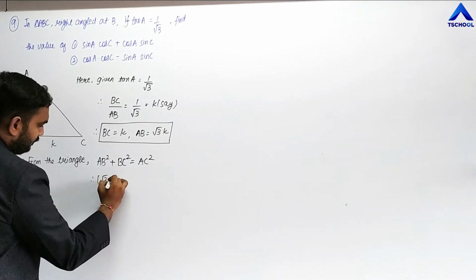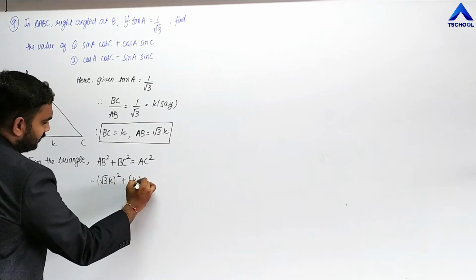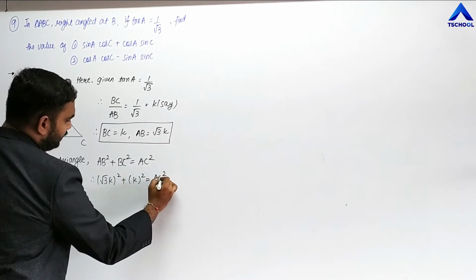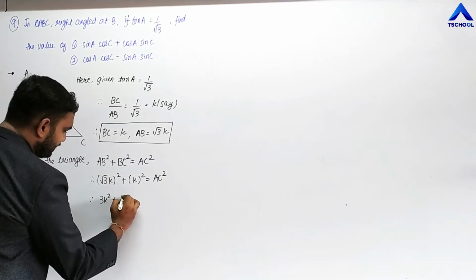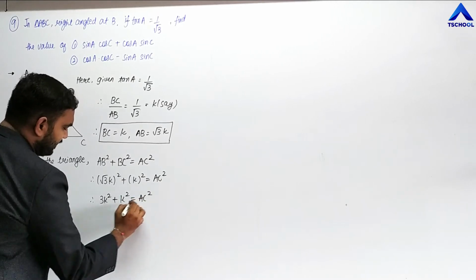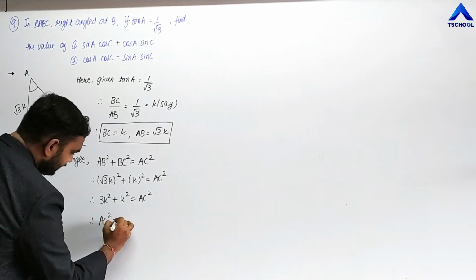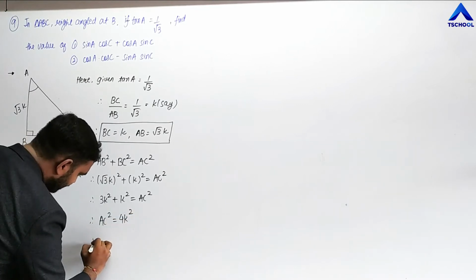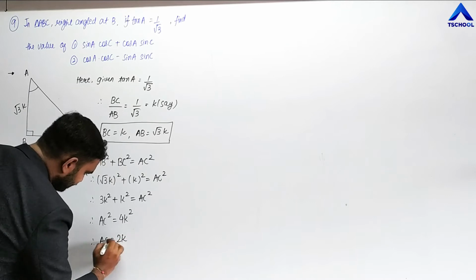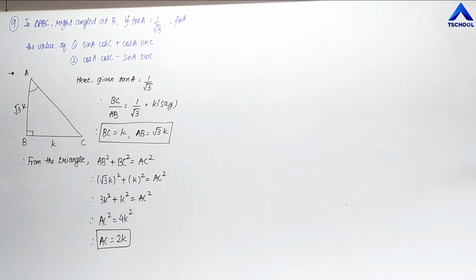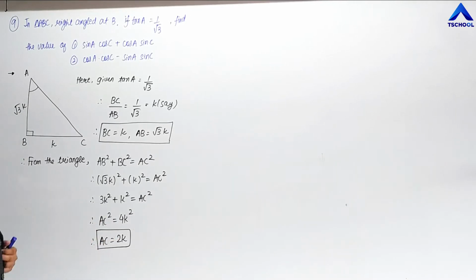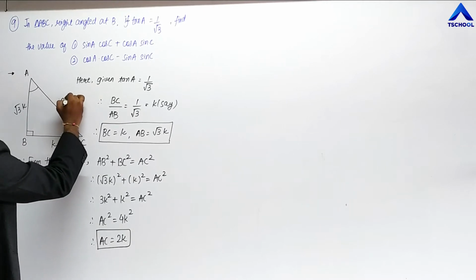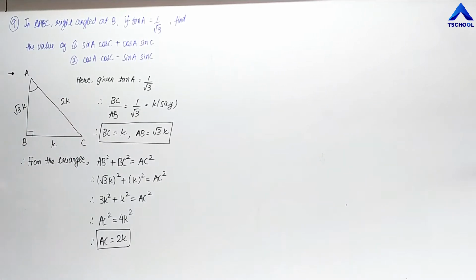Therefore, root 3K whole square plus K square is equal to AC square. Therefore, 3K square plus K square is equal to AC square. Hence, AC square is equal to 4K square, and hence AC is equal to 2K. Right? Because if we take square root on both the sides, we will get AC, and here we will get square root of 4 is 2 and square root of K square is K. So we will get the third side AC is equal to 2K.